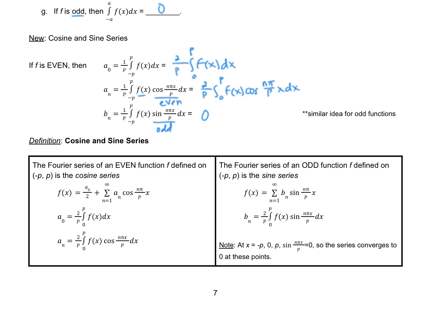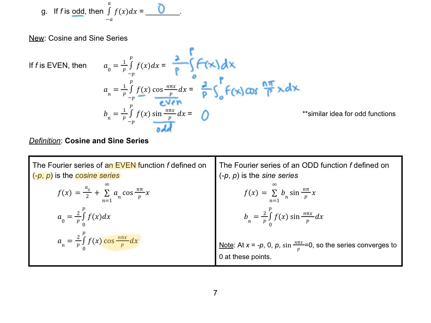So that leads us to these definitions that you see below, the definition of a cosine and a sine series. On the left side, if f is an even function on negative p to p, then we define the cosine series as what we have below. And that's what we did above. What we noticed is that we still have that a of n that has a cosine in it, but the b of n that ends up being 0, we just don't have.